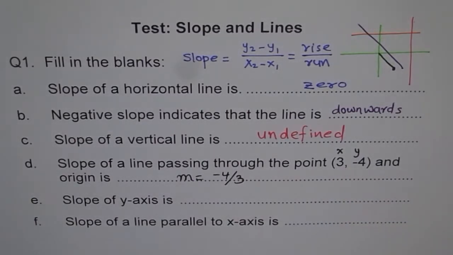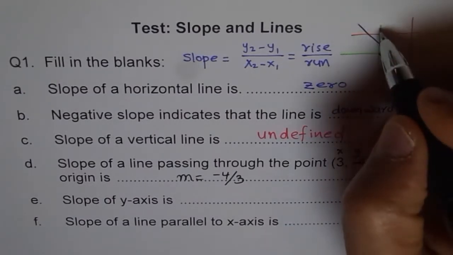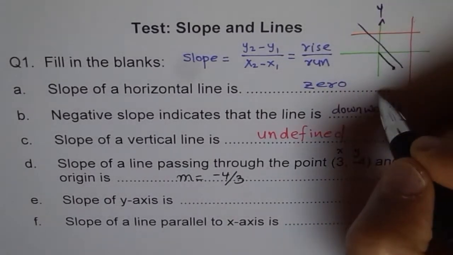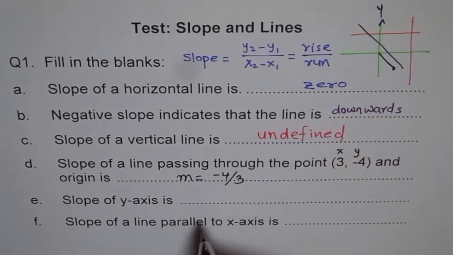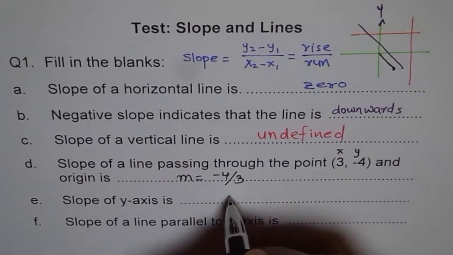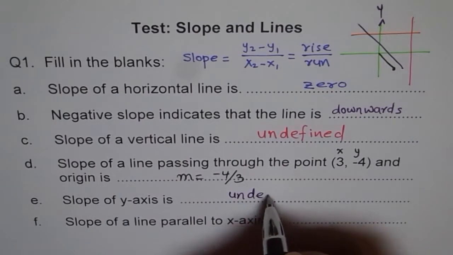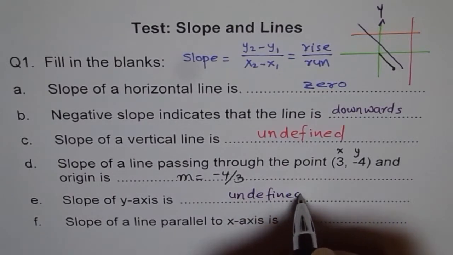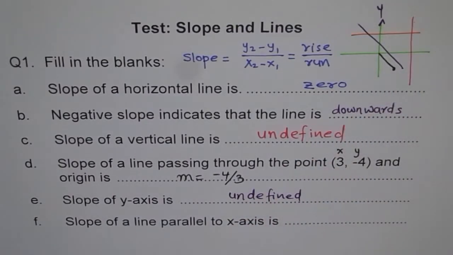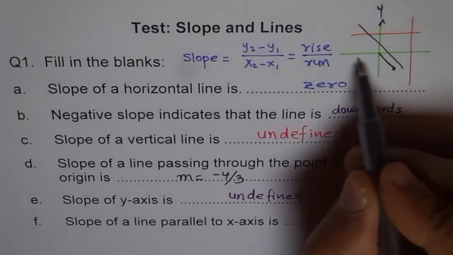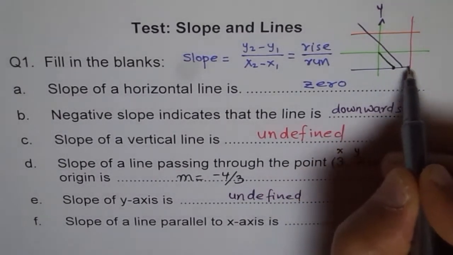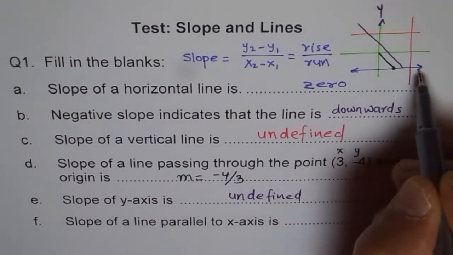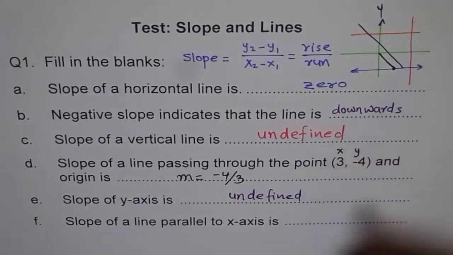Slope of y-axis is. Let's look into y-axis. This is my y-axis, right? It's a vertical line. So slope of a vertical line is undefined, right? That's parallel to any other vertical line. Slope of a line parallel to x-axis is, so that is our x-axis, which is horizontal. So any line which is parallel to x-axis will also have a slope of 0, correct?